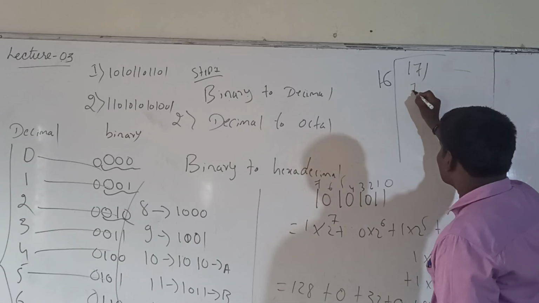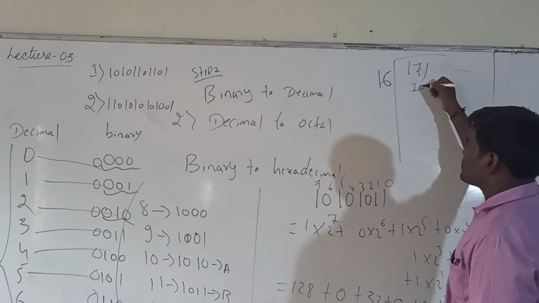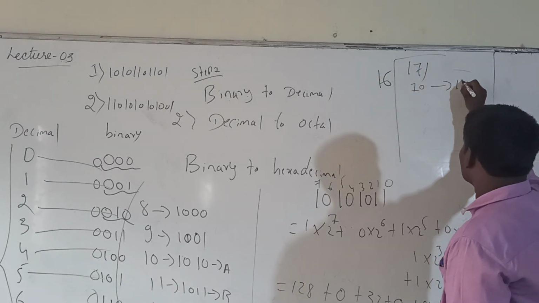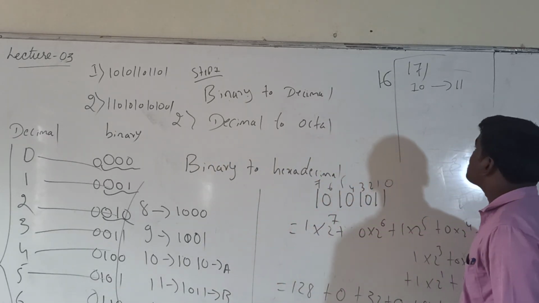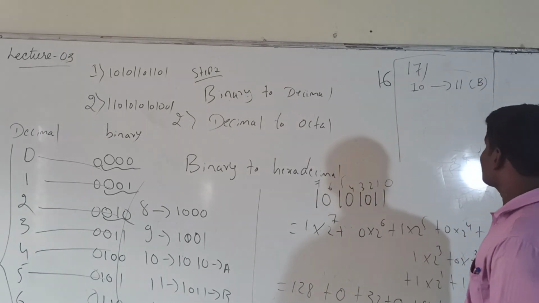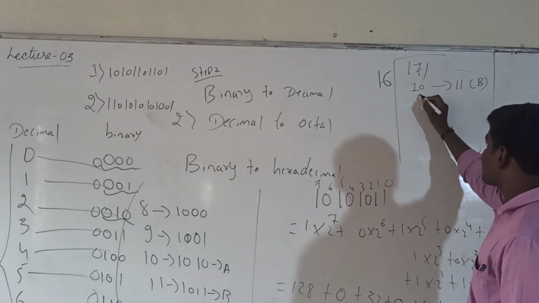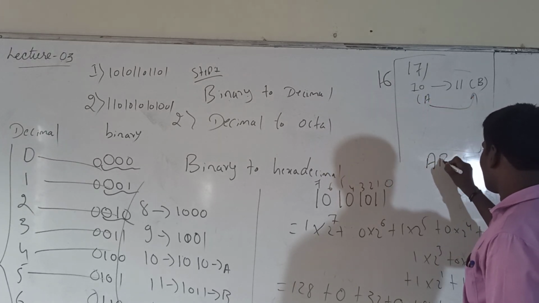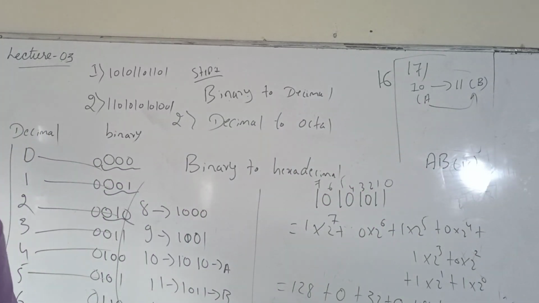16 ones are 16, or 16 tens are 160. The remainder is 11, so here 11 is B. Next we cannot divide further, because 10 is there, and 10 can be represented as A. In the reverse order we have to write. Finally, the answer is AB to the base 16.